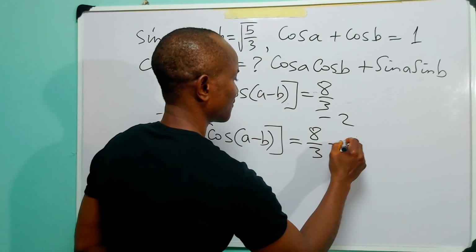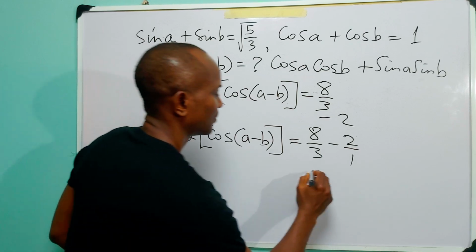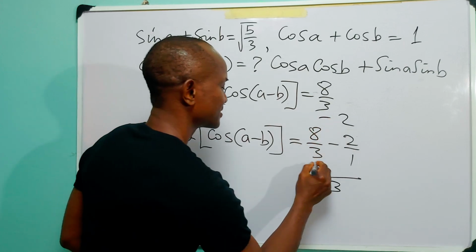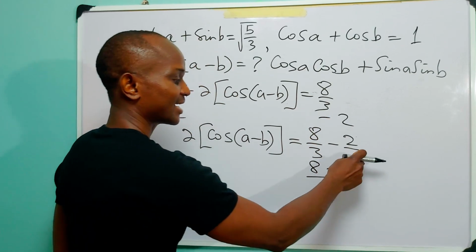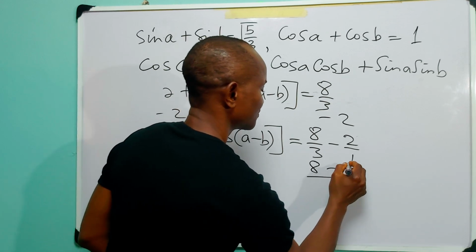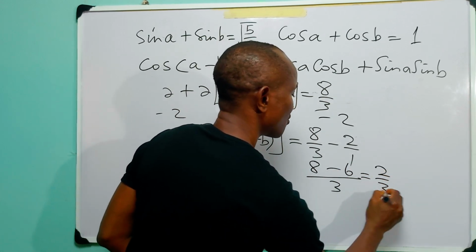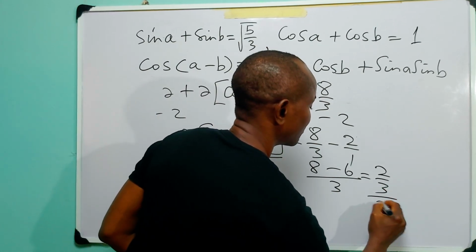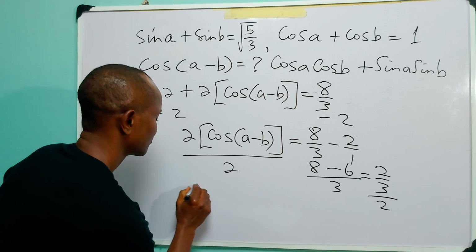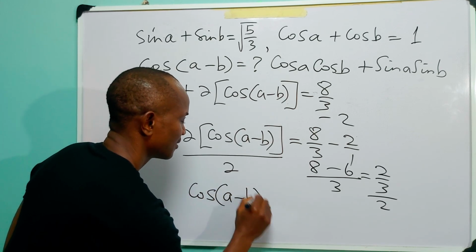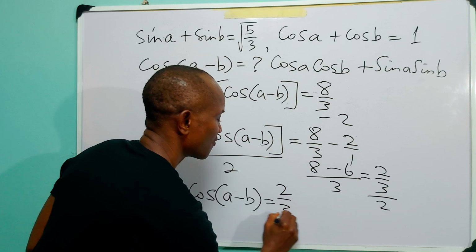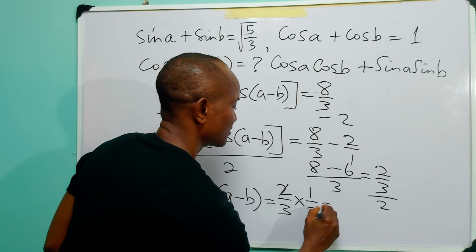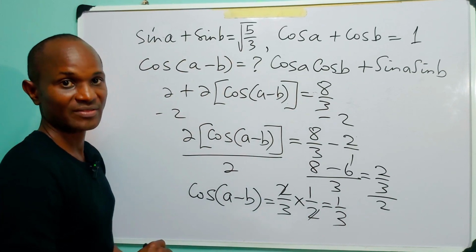8 over 3 minus 2 over 1. The LCM is 3. 3 divided by 3 is 1, multiplied by 8, 8, minus 3 divided by 1 is 3, multiplied by 2, 6. So we have 2 over 3. Next, we divide both sides of this equation by 2. And we have that cos(A minus B) is equal to 2 over 3 multiplied by 1 over 2. This cancels that, and we have that this is equal to 1 over 3.